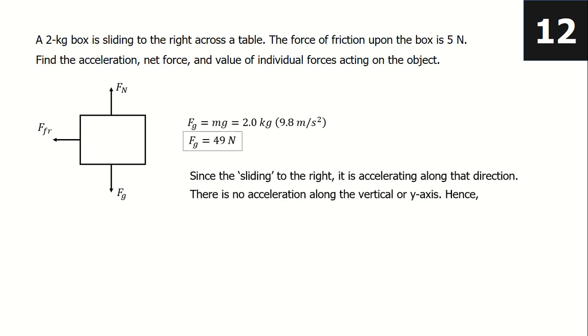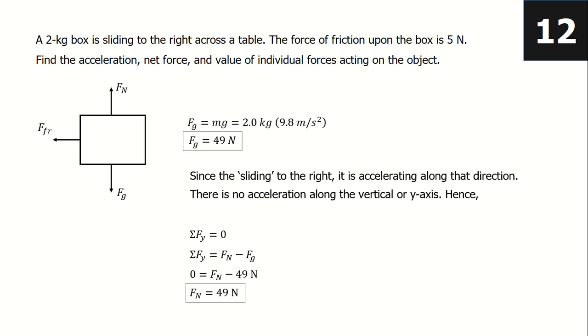It's sliding to the right. That means the net force is present along that axis and not on the vertical axis. So that means Fn and Fg cancel out. They have the same value. So if you sum the forces along the y, it should be equal to 0. So your normal force is also equivalent to 49 newtons.